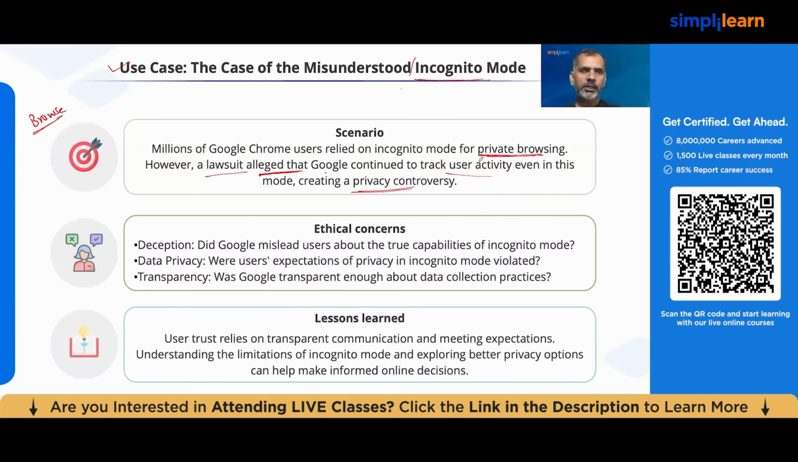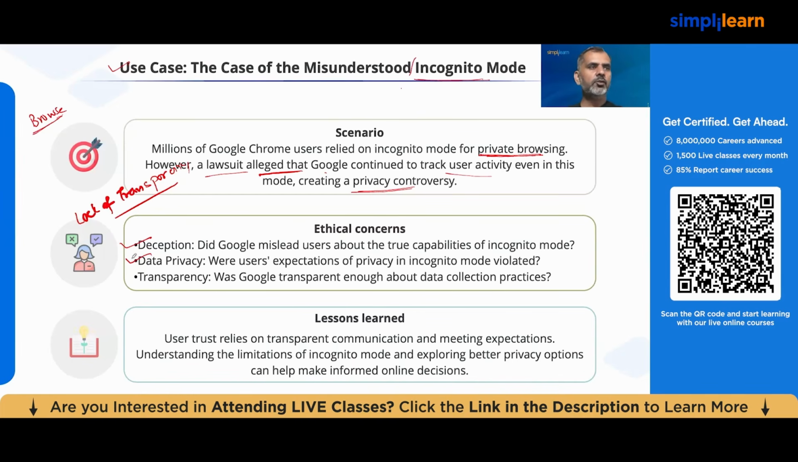So that is very important. And in that process, this is what lack of transparency is. The very first ethical concern is deception. Google misled users about the true capabilities of incognito mode. Google has not made its users very much aware that even in incognito mode, some pieces of information are collected and some user activities are tracked. That is what we call deception.